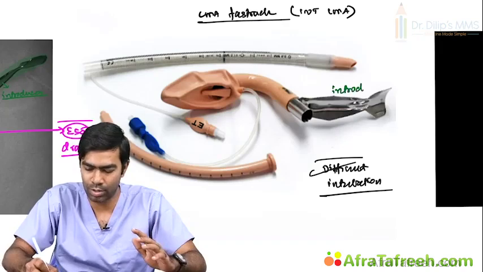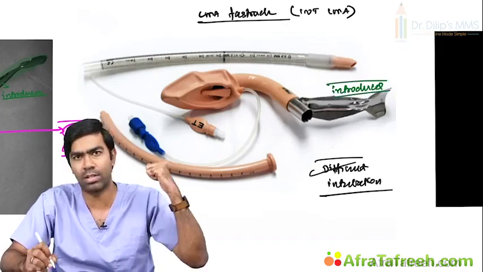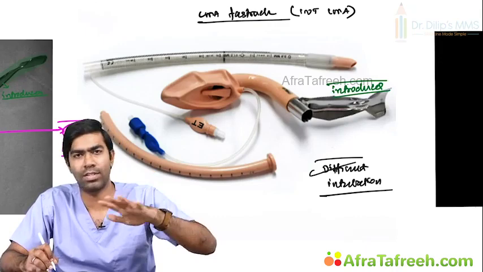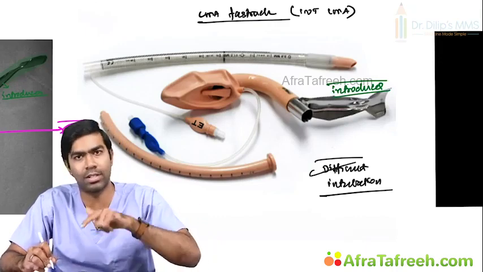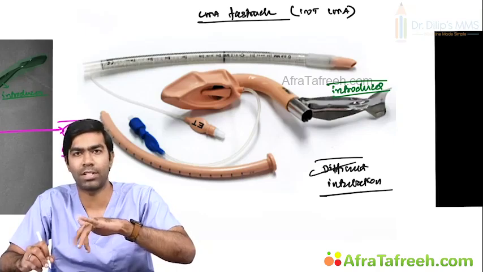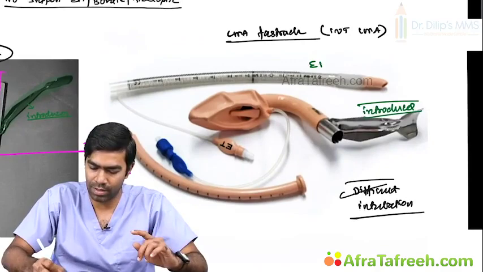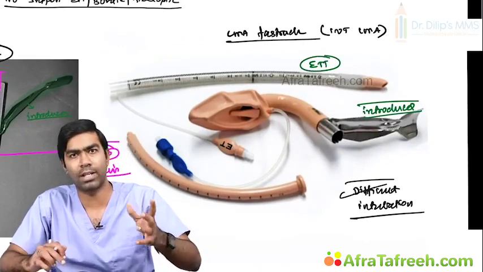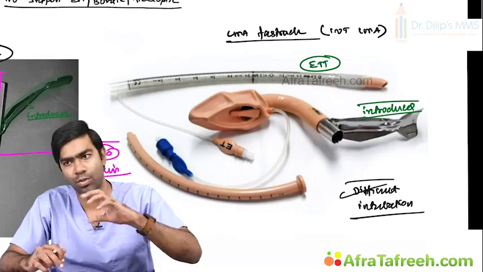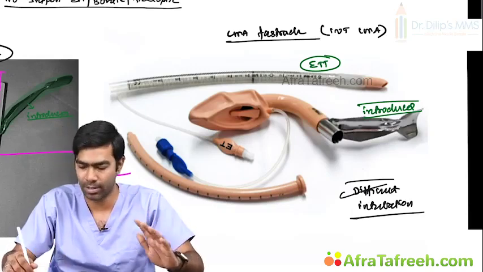Again, this has an introducer, like a ProSeal LMA. But remember, the Supreme and iGel and other devices will not have an introducer. But this ProSeal and this LMA Fast Track only come with an introducer. And you have an endotracheal tube that comes along with the package. This is a special endotracheal tube that you can use only for this purpose, that comes with the packet.